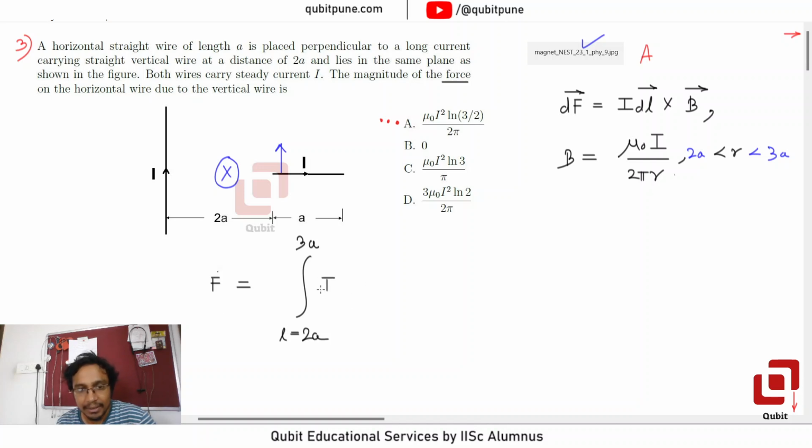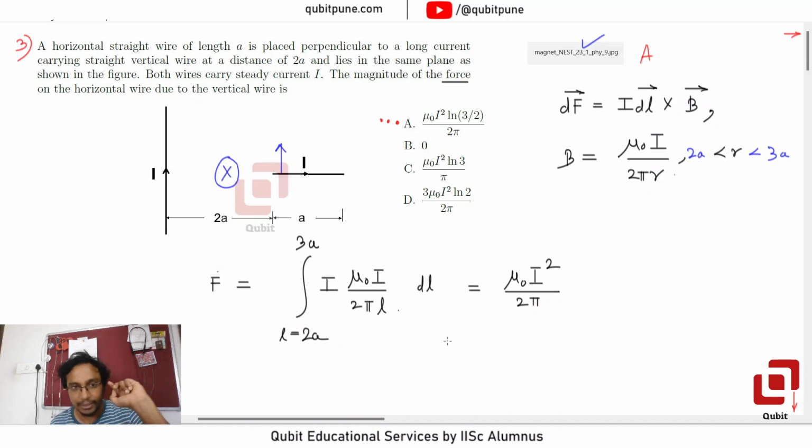Let's now write down this I dl. I is there, dl is there, and now we need B, which is mu naught I upon 2 pi L. I hope everybody got this. So it's mu naught I squared upon 2 pi times the integral of 1 upon L with respect to L, which is ln L, so ln 3a minus ln 2a. That is ln of 3a upon 2a. A will get cancelled, and therefore the correct answer is option A.